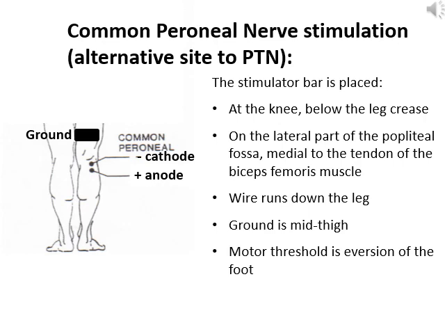The ground electrode or ground plate is positioned mid-thigh between the stimulator and the first recording electrode, which will now be the electrodes on lumbar spine. The motor threshold for a common peroneal stimulation is an eversion of the foot or an outward twitching of the foot.